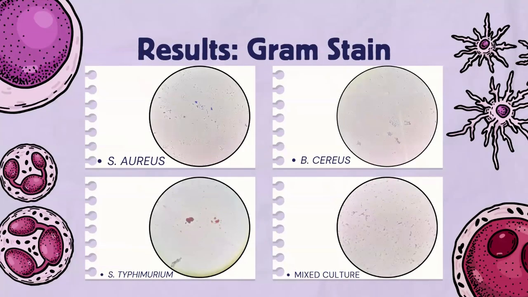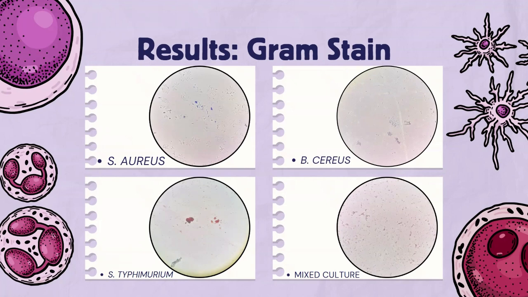These are our results for the Gram staining. We have SRS, B. cereus, S. typhimurium, and our mixed culture. The first three appear to be as though they are burned or didn't heat fix enough, so you can't really tell the bacteria shape or color.